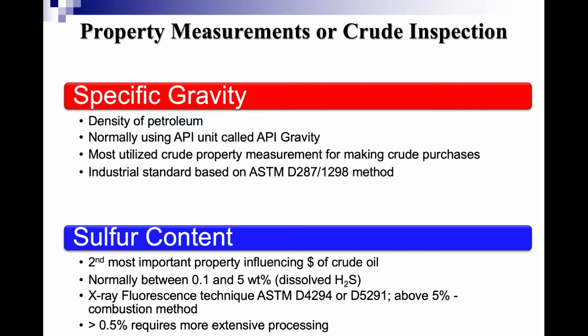The sulfur content is the second most important property, influencing the price of the crude oil. Normally, as previously mentioned, it is in the range of 0.1 to 5 weight percent, measured by dissolved hydrogen sulfide and the X-ray fluorescence technique, ASTM D4294 or D5291, with above 5 percent under the combustion method. Above 0.5 percent requires more extensive processing for the sulfur content.